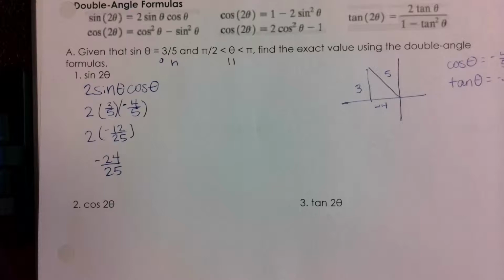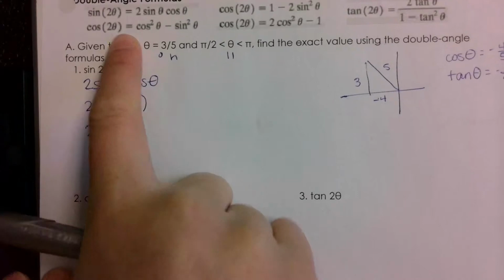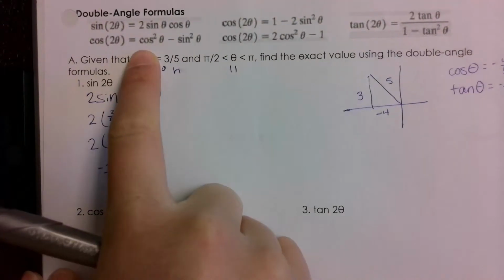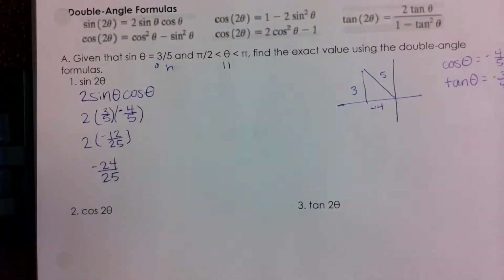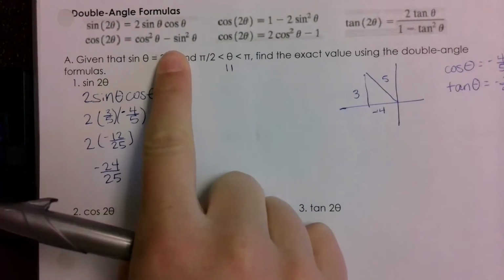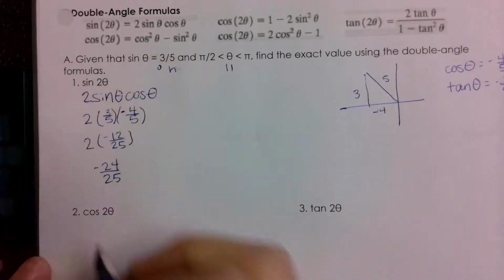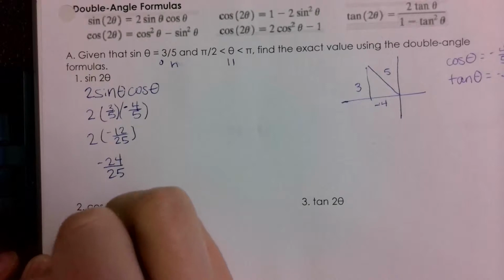So we need to find cosine of 2 theta as well. We're using that rule up here. There are 3 rules that you can use. All 3 rules are going to give you the exact same answer, so pick whichever one's easier. They're all kind of the same. So I'm just going to use the first one. Is that okay with y'all? All right, so we'll do cosine squared minus sine squared.